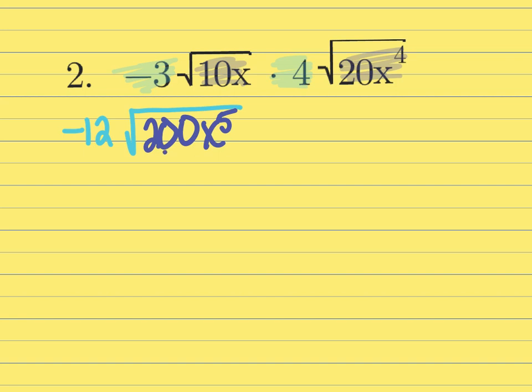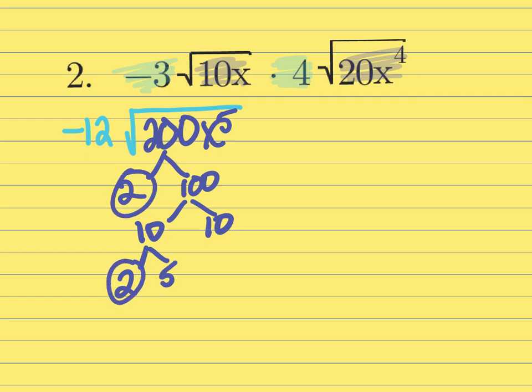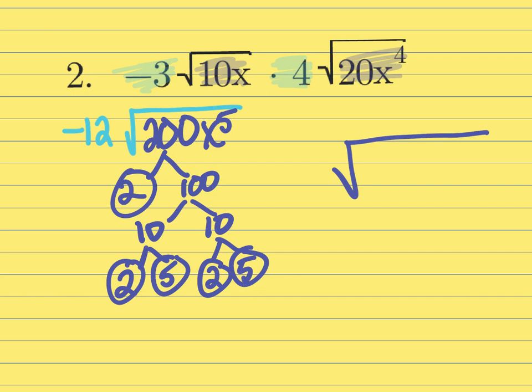Okay. Now I'm going to break down my 200. Oops, I forgot to circle that one. And I'm going to look for pairs. Okay. Alright, so don't forget you have this negative 12 over here that you can't forget about. So make sure you bring that into the answer. Okay. And then I had a pair of 2's and a pair of 5's. Okay, and then I had a 2 that could not pair up, so that stays inside.